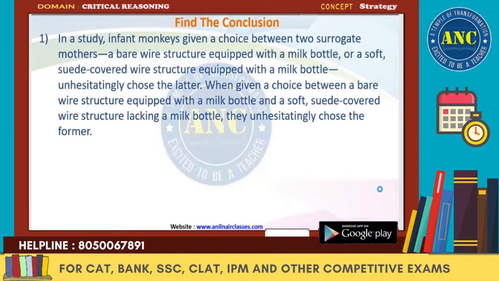In a study, infant monkeys given a choice between 2 surrogate mothers, a bare wire structure equipped with a milk bottle or a soft, terry-cloth covered wire structure equipped with a milk bottle, unhesitatingly choose the latter. When given a choice between a bare wire structure equipped with a milk bottle and a soft, terry-cloth covered wire structure lacking a milk bottle, they unhesitatingly choose the former. So what is happening here? This one is a fact set. Everything that they have provided are facts. Hence, there is no conclusion.